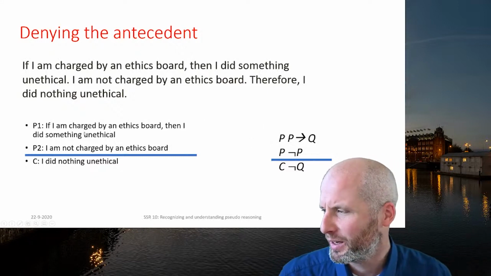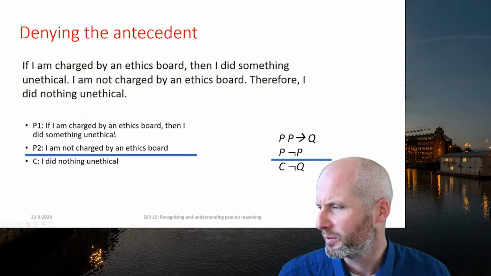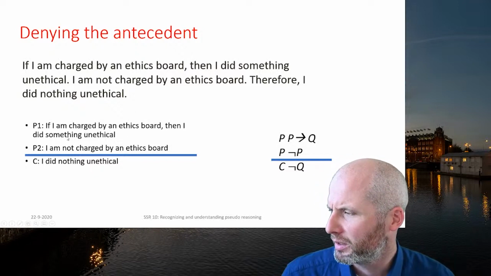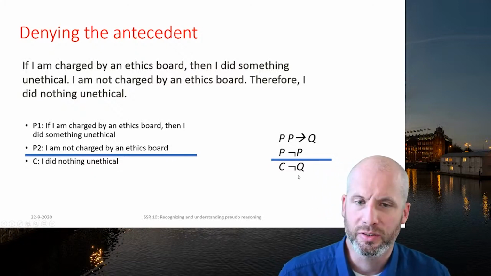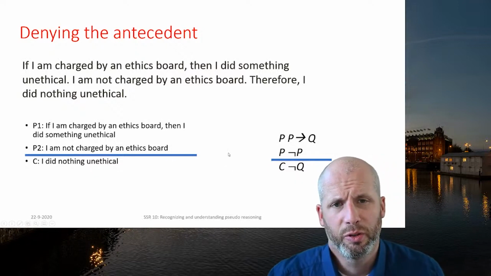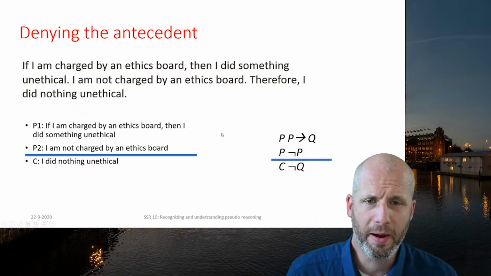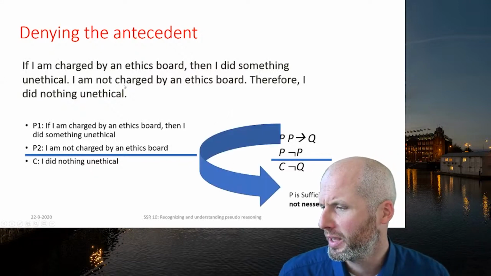So if you put it in standard form, if I'm charged by an ethics board, then I did something unethical, as indicated just now. I am not charged by an ethics board, so not P, therefore not Q, which is an invalid form of reasoning that you should be on the lookout for. All right, let's go to the next.